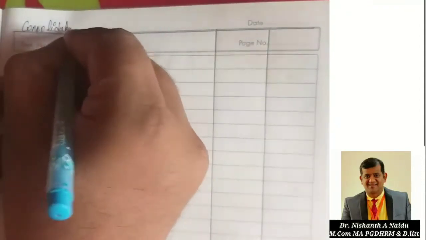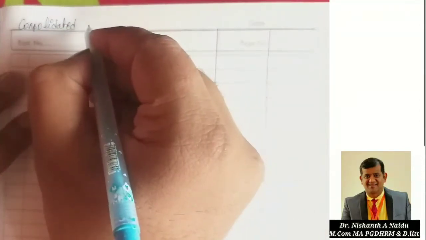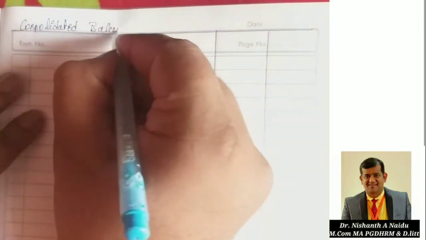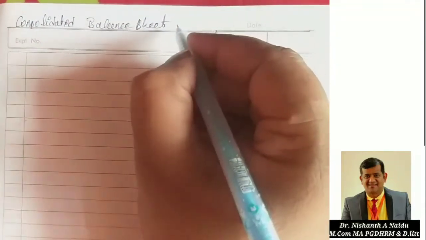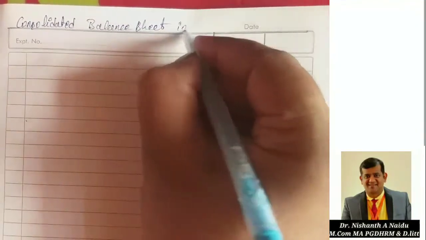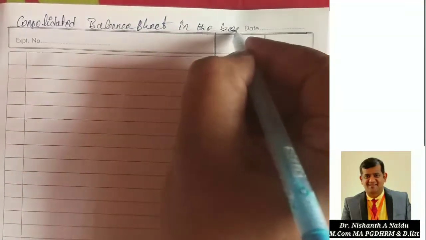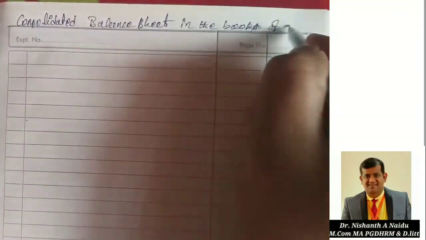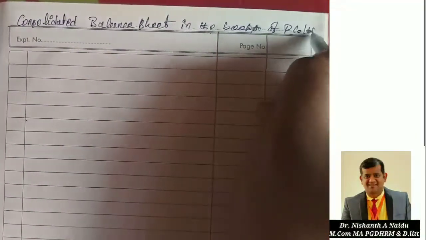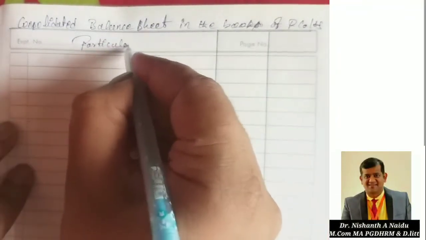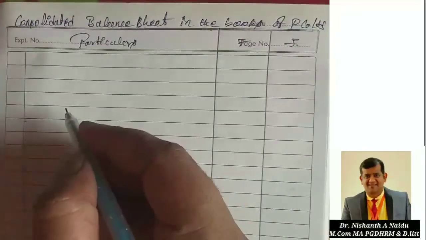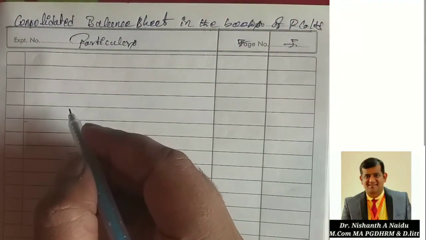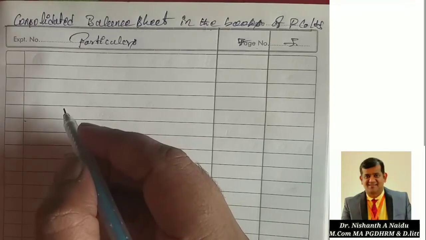Consolidated balance sheet. P Company Limited. Okay, so this is going to be a particulars. This is going to be a rupees column. Okay, so now let us take one by one. Let us consider one by one.